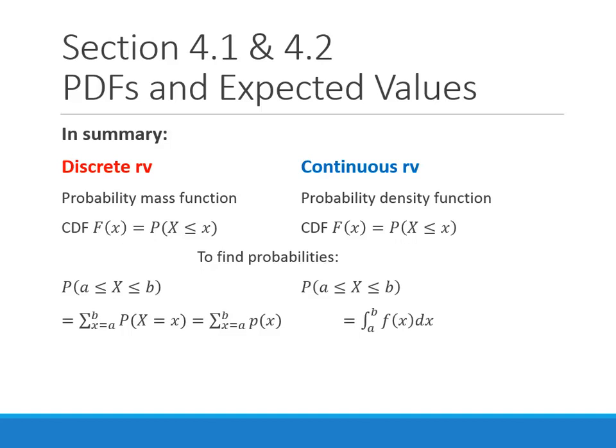To find probabilities, it's a similar idea, but in the discrete case we're going to be adding up individual probabilities. So if we want the probability of being between A and B, we can add up those values of the probability mass function. Whereas in the continuous case, we're going to be doing integration. We'll do some examples of this, but in general, this is the separation between these two things. Discrete case, we add things up. Continuous case, we do integrals.